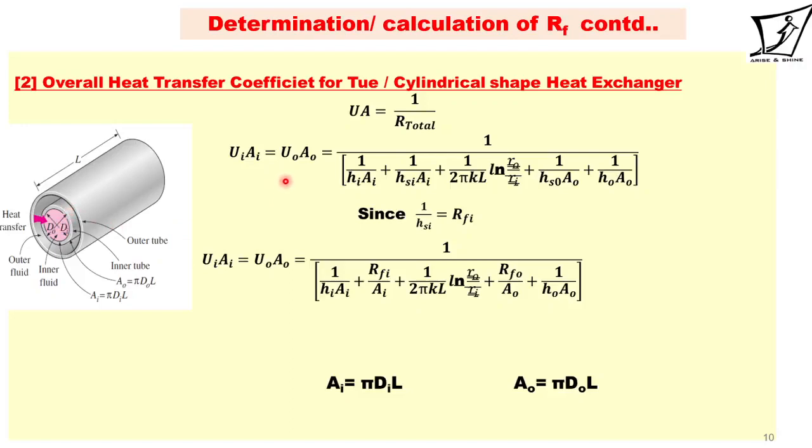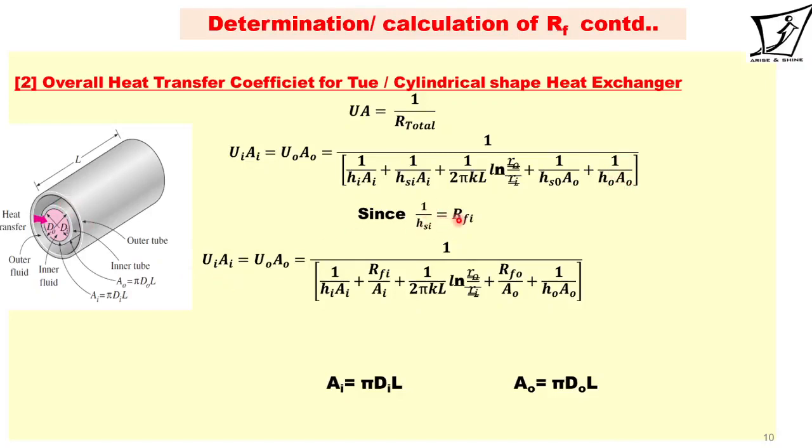So relationship between inside and outside based overall heat transfer coefficient as UIAI is equal to UOAO is equal to 1 over HIAI. This will be convective thermal resistance offered by inside fluid plus 1 over HSI into AI, thermal resistance offered by scale deposited on the inner side of the inside tube plus 1 over 2 pi KL log of RO over RI. This is the thermal resistance offered by cylindrical wall plus 1 over HSO into AO. Once again, this is the thermal resistance offered by scale deposited on the outer side of the inside tube plus finally 1 over HOAO. This will be convective thermal resistance offered by outside fluid.